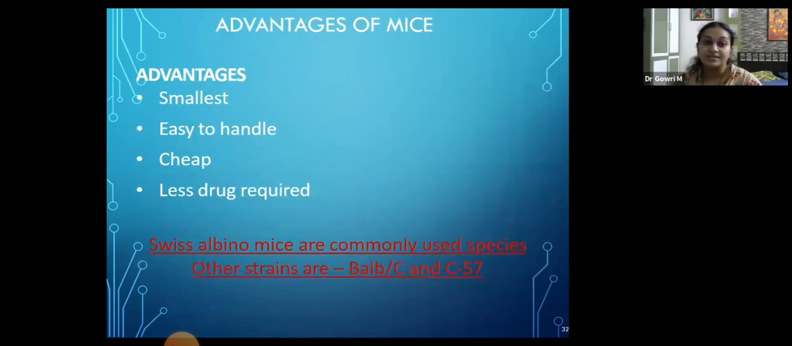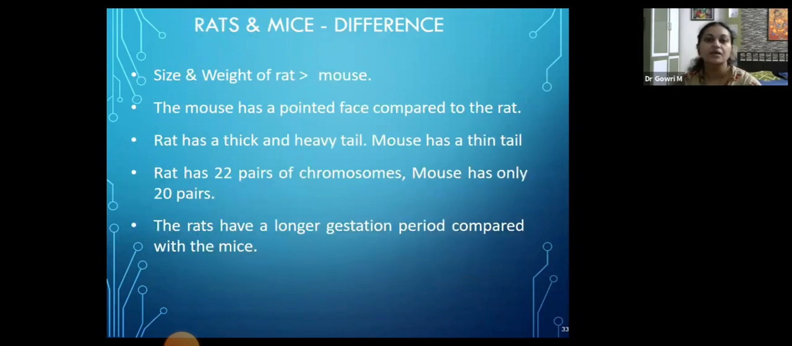Advantages of mice is that it is the smallest of all the models, easy to handle, cheap, and less preparation is required. Swiss albino mice are the commonly used species, and other strains are Balb/c and C57 strains.